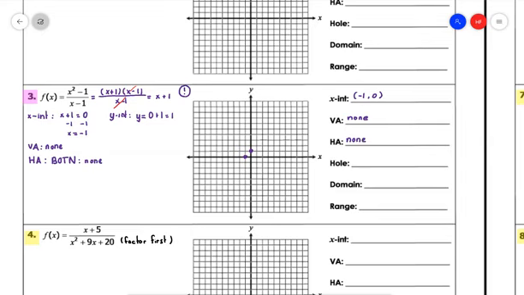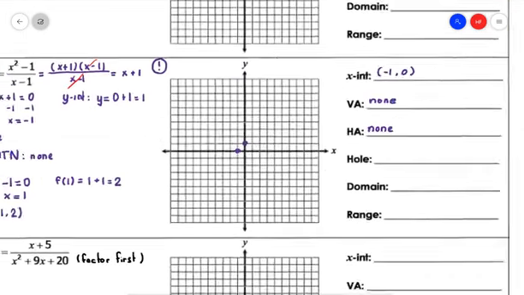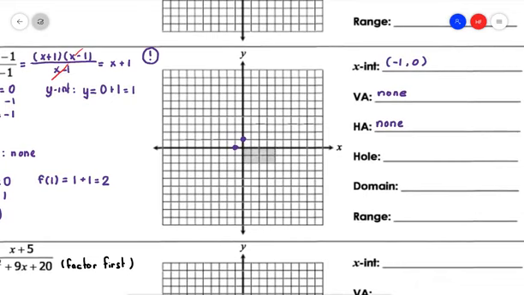And then we're looking for where we have a hole. And in order to find the x value, we'll take the factor that canceled, set it equal to 0, and solve. So x equals 1. And then to get the y value, we'll plug that into our simplified function. So we get 1 plus 1, which is 2. So our hole occurs at (1, 2). So then on our graph, we'll go to (1, 2), and we've got this hole.